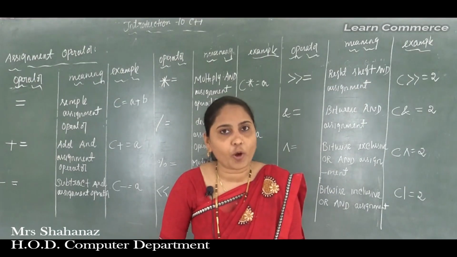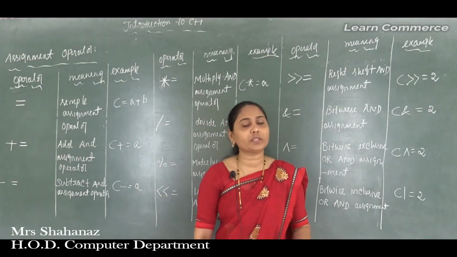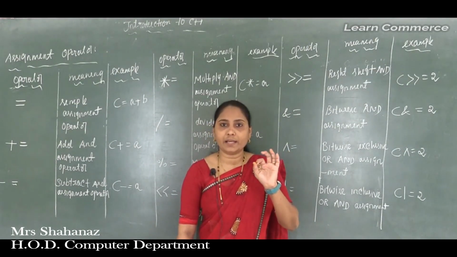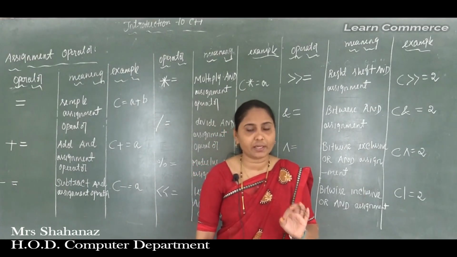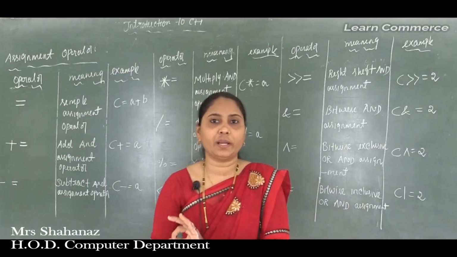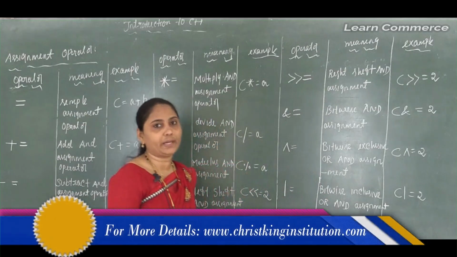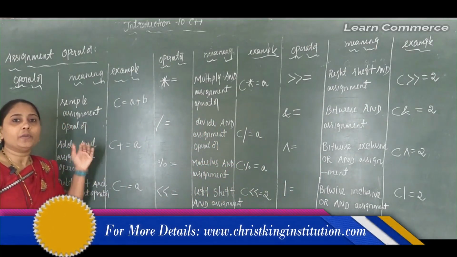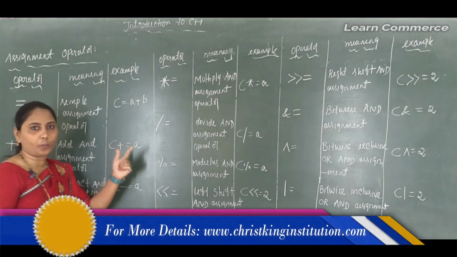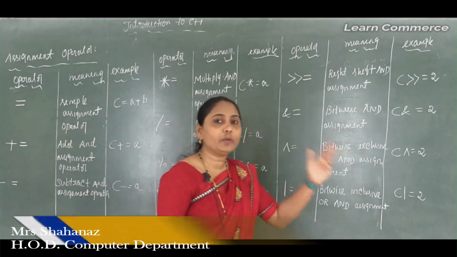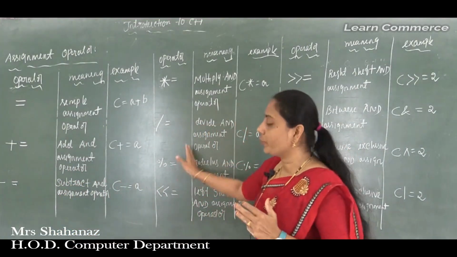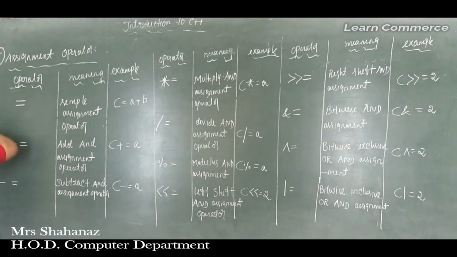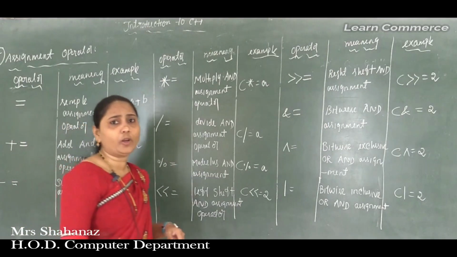So the general form, or the syntax of the C++ shorthand, is variable, then operator, equal, expression. And we know that we already completed some examples. Now, in our binary operators we know arithmetic operator, logical operator, relational operator, bitwise operator. Now let's move to the fifth type of binary operator, that is the assignment operator.